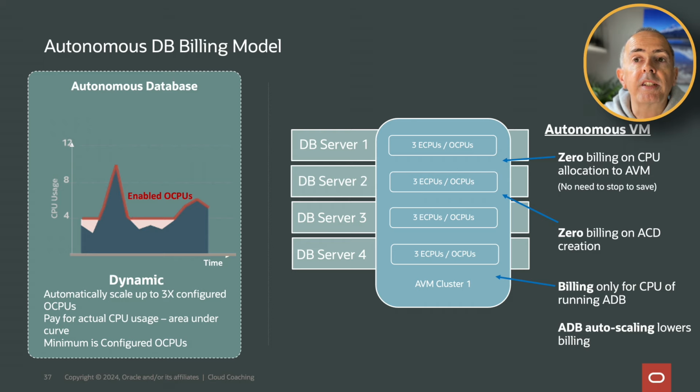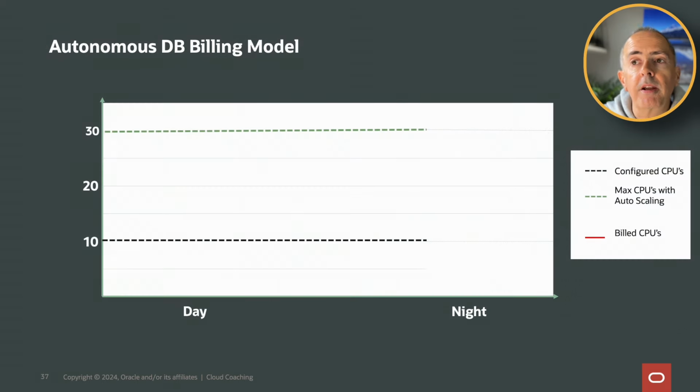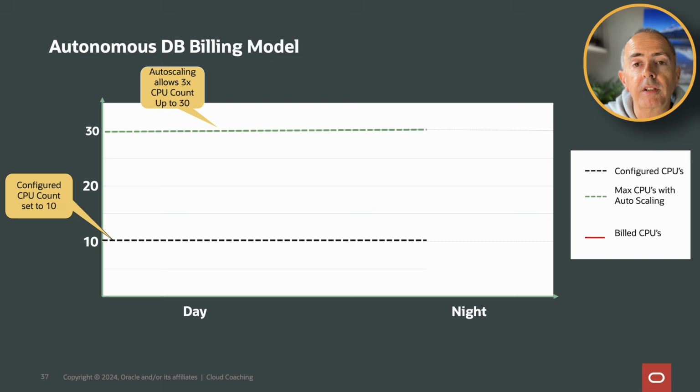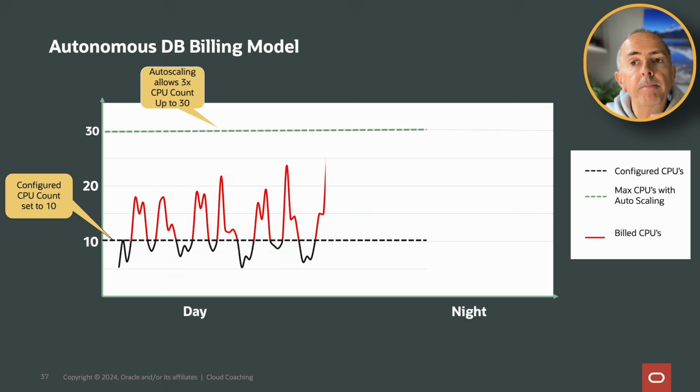So let's look at a typical workload and see what difference it makes. So here we've set the configured CPUs to 10, and obviously with auto scaling, you can then use up to 30 CPUs. Now, as the workload changes over time, you're being billed for the 10 configured CPUs, but when you need more, as shown by the red line of the workload, you're billed for the fractions of the CPUs for the time it's needed and no more. So this can have a dramatic effect on your billing.